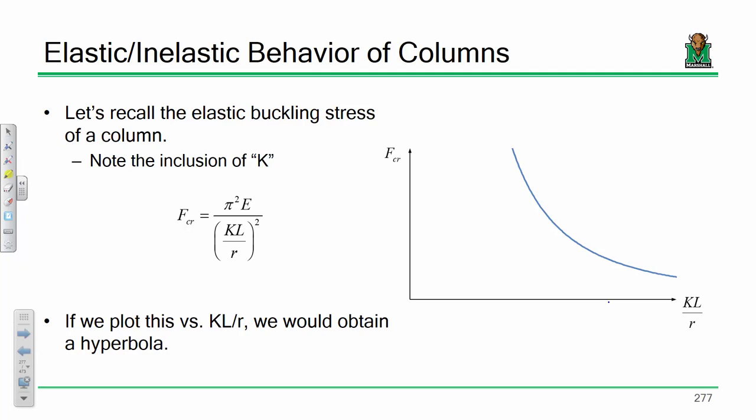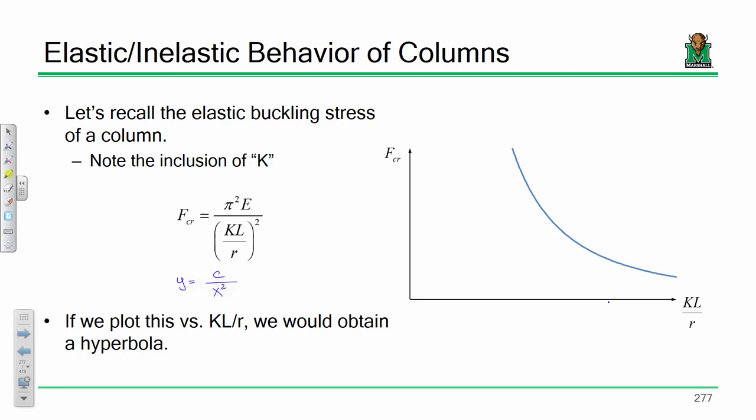First thing I want to do is look at this graph. What I'm doing is graphing on the x-axis KL over r, and on the y-axis this. So basically, if I was looking at the equation of the curve, it would be y equals some constant divided by x squared. And if I graph that, that's a hyperbola, right? So this is the graph of a hyperbola.